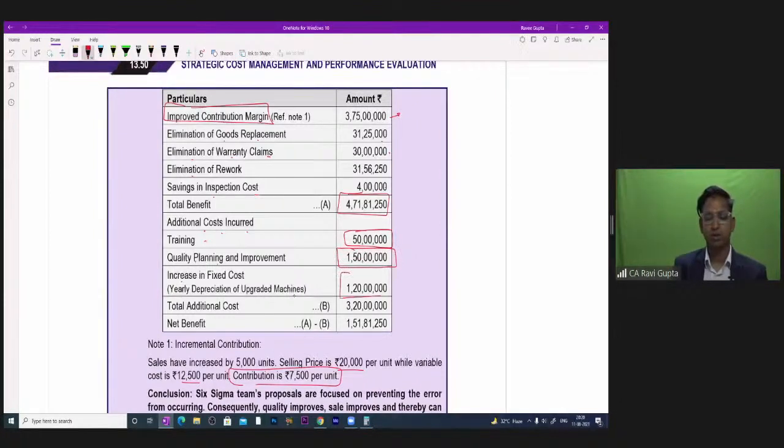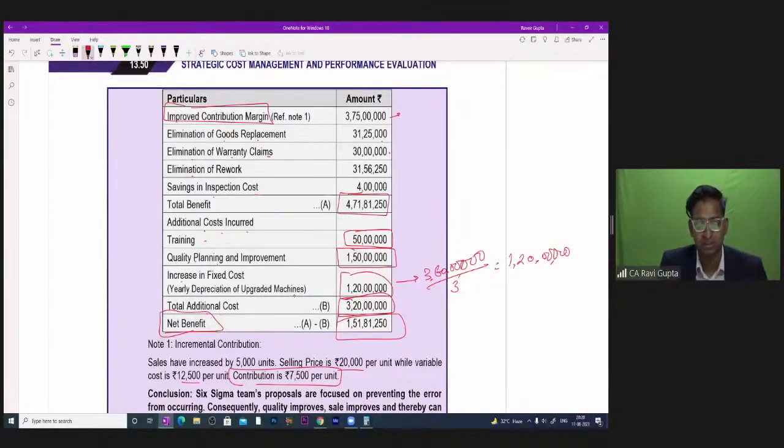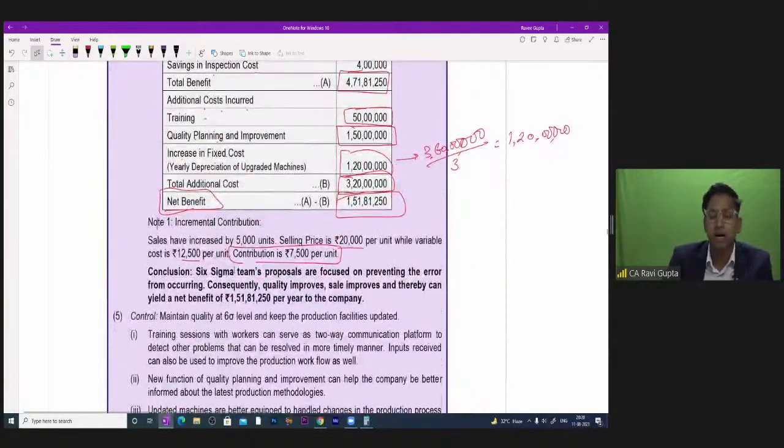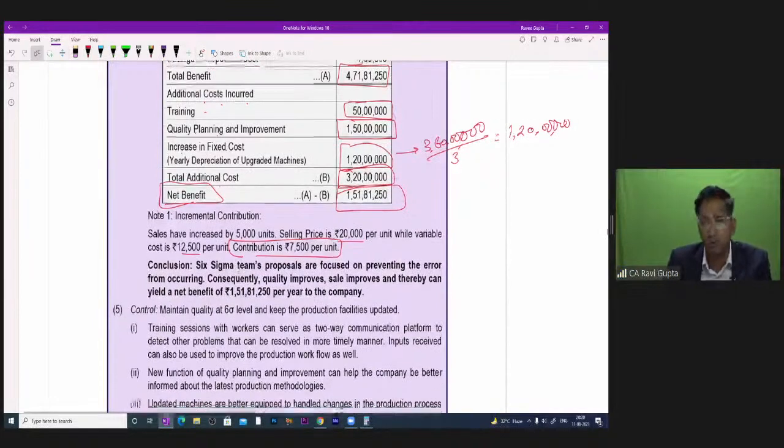Increase in fixed cost is 1 crore 20 lakh rupees. This is the depreciation: 3 crore 60 lakh rupees divided by 3. It will be 1 crore 20 lakh rupees, right? Total additional cost is 3 crore 20 lakh rupees. So the net benefit we have is 1 crore 51 lakh 81,250. So you can see there is an incremental benefit of 1 crore 51 lakh rupees, right? By increasing the quality, we are able to increase our profit margin as well. Also, the brand image or reputation is increased, as well as our contribution, our profit, our benefit is increased by 1 crore 51 lakh rupees.